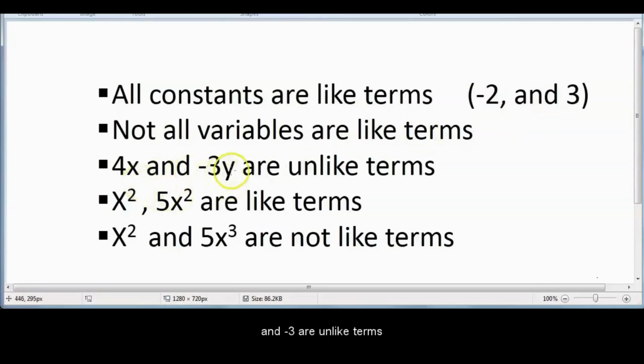4x and -3 are unlike terms because the variables are not similar. X squared and 5x squared are like terms because all the variables are raised to the power of 2. But x squared and 5x cubed are not like terms. Though they have the same variable, which is x, they differ in their exponential values, which is square and cube.